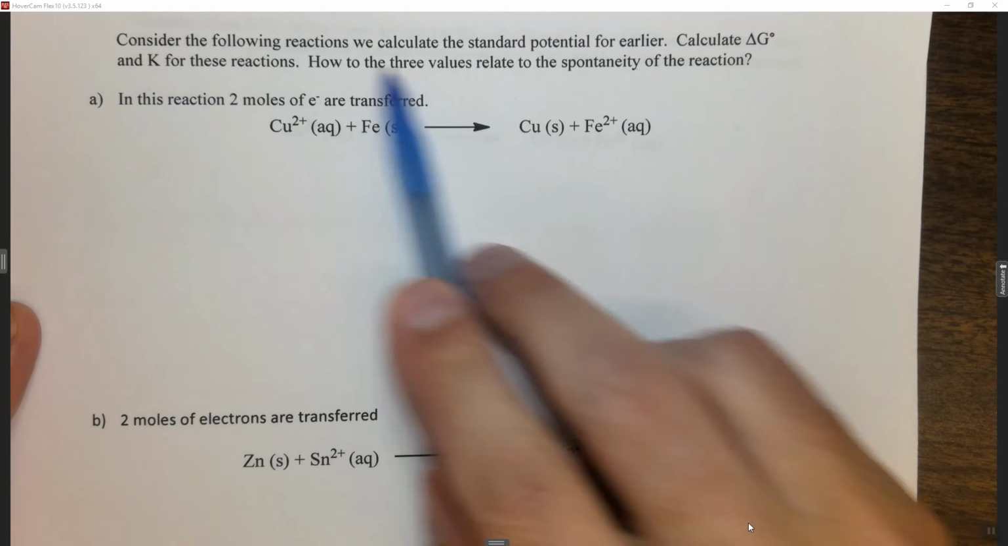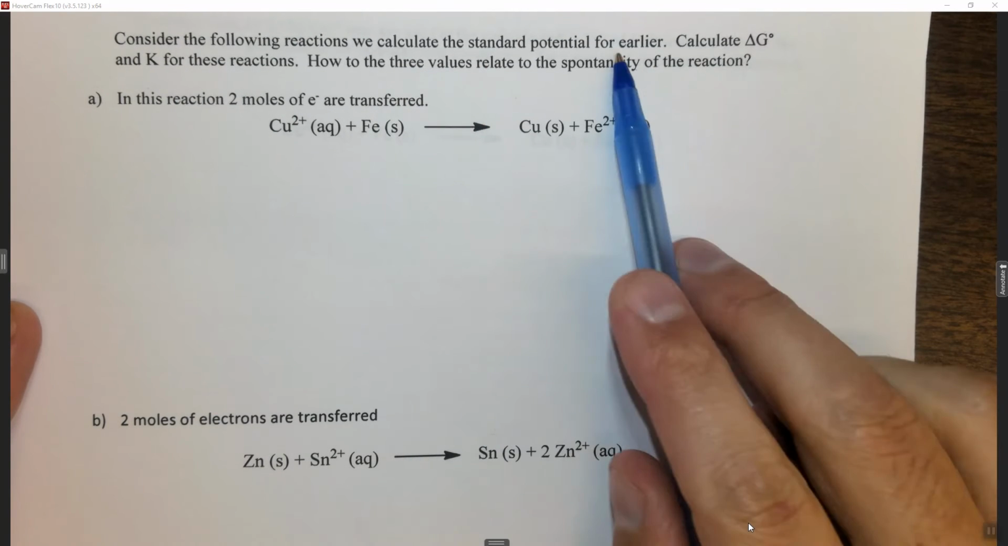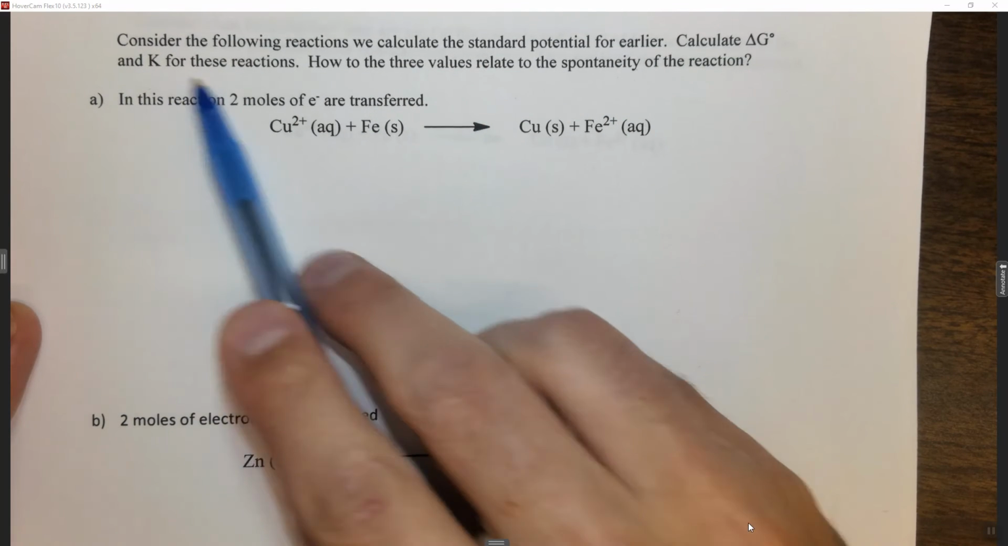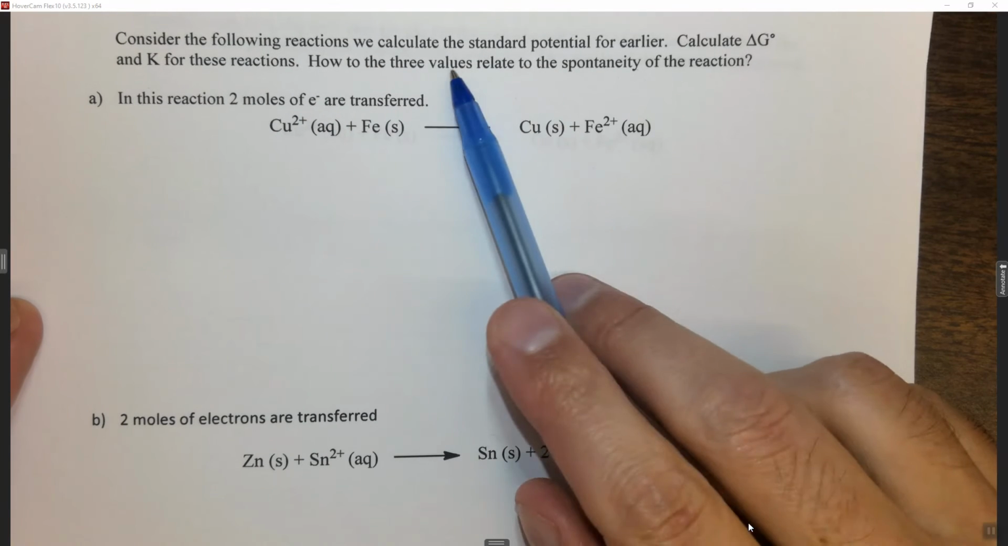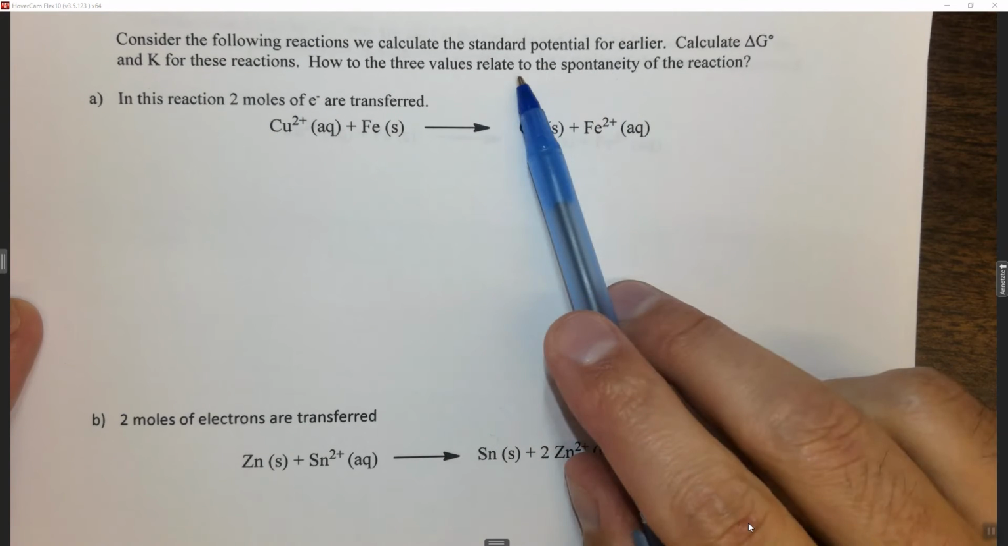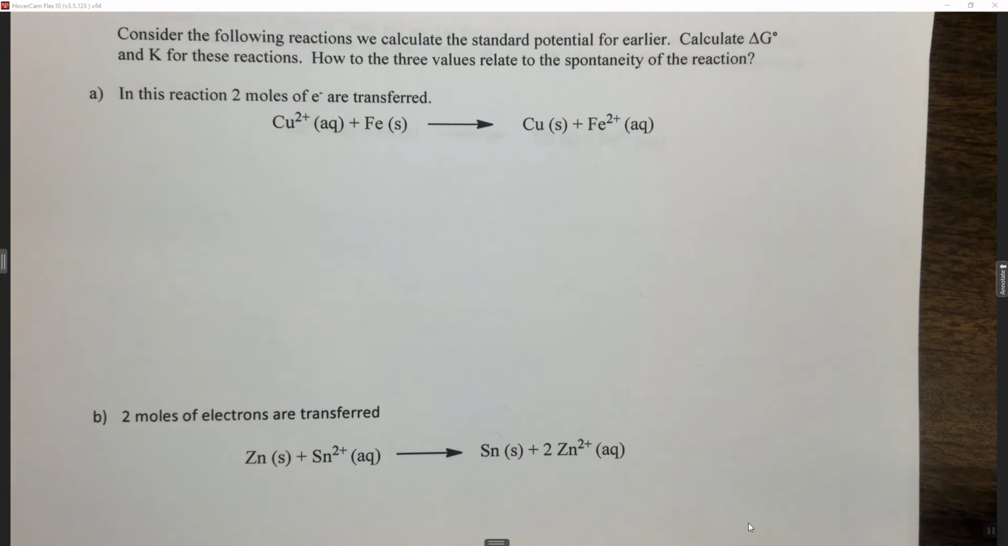So this question says, consider the following reactions we calculated the standard potential for earlier. Calculate delta G and K for these reactions. How do these three values relate to each other or relate to the spontaneity of the reaction? Okay, so let's take a look at these ones.